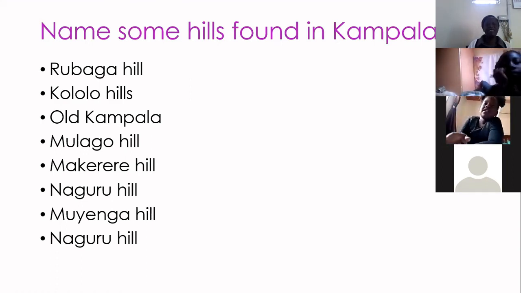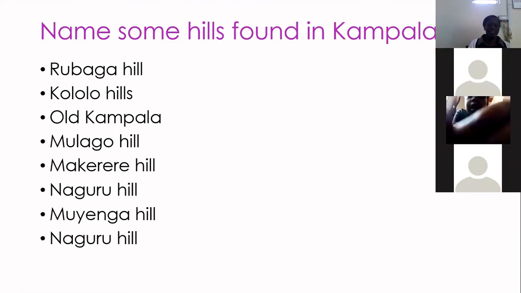Another one we have is Kololo Hill. They put S, but we can take it as one hill. Then another one we have is Old Kampala. That is also a hill. We have Mulago Hill. Then we have Makerere Hill, Naguru Hill, Mienga Hill. Then they have repeated Naguru. It's a repetition. So we can look at these others.